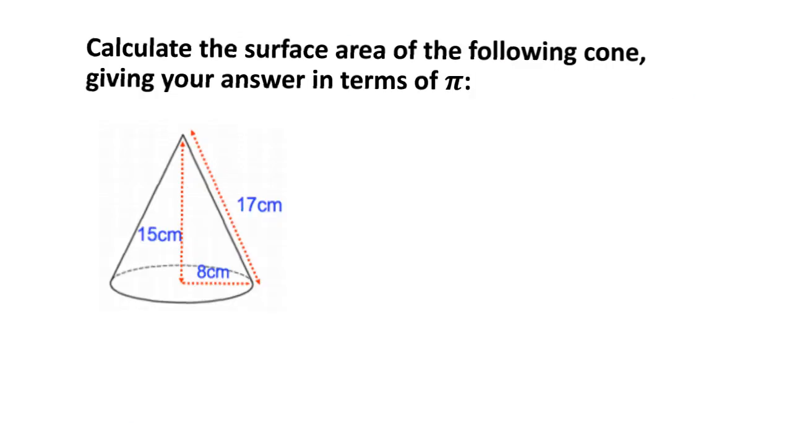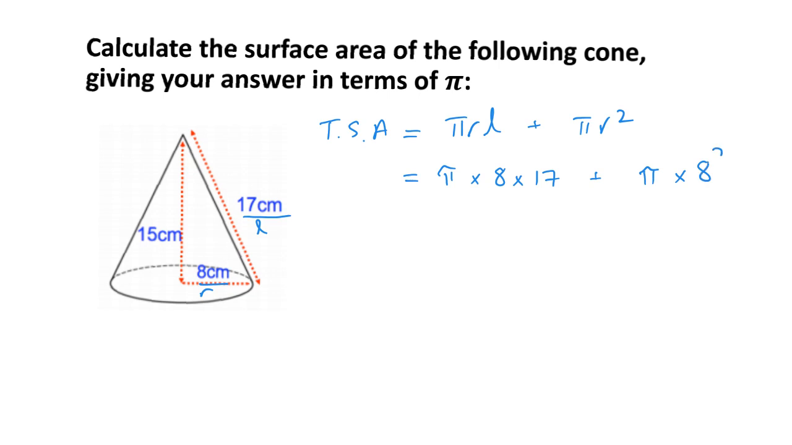Our next one then, calculate the surface area of the following cone, giving your answer in terms of pi. So we have our total surface area is our curved surface area pi RL plus the base pi r squared. Our radius is 8 and our slant height L is 17. So pi times 8 times 17 plus pi times 8 squared. So 8 by 17 gives us 136.